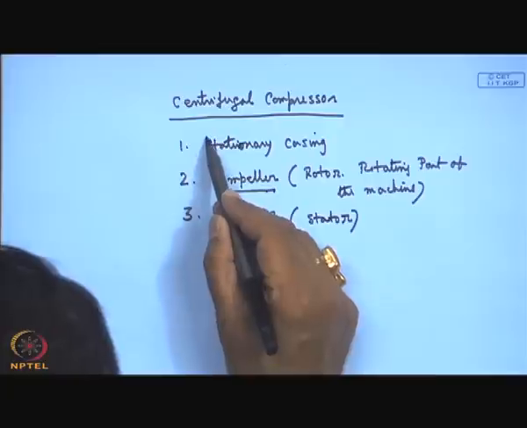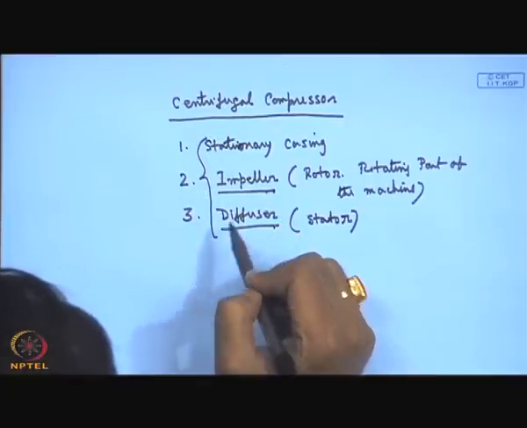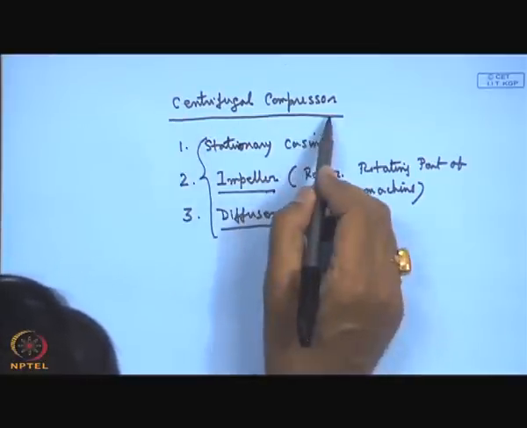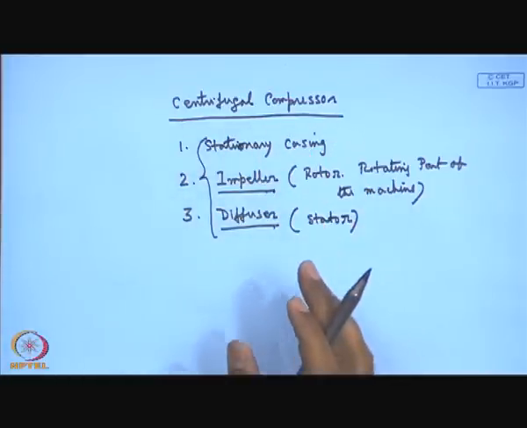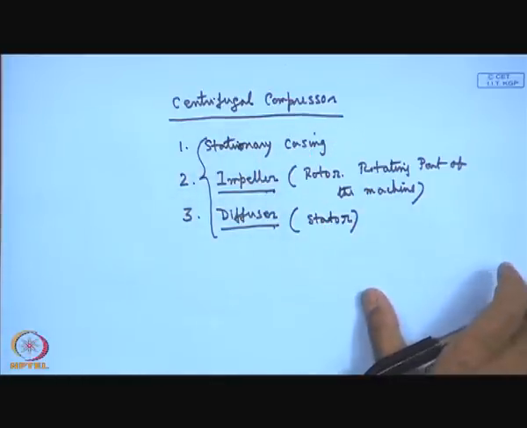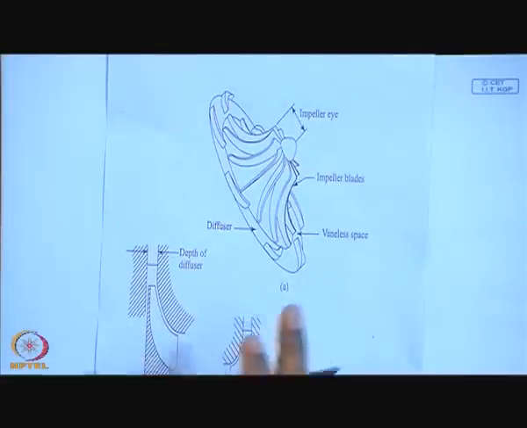So, these three are the important parts that comprise a centrifugal compressor. Okay, let us now see one by one how the parts look. Now, here we see that this is the impeller.